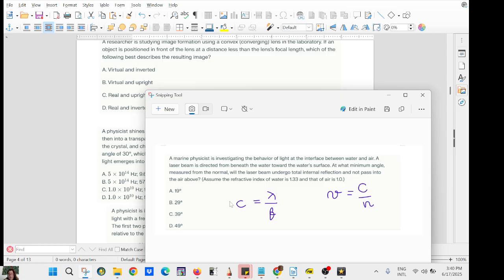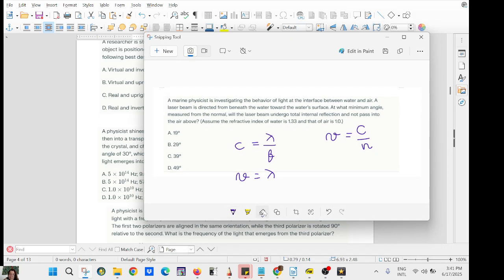Okay, so the speed is the wavelength. Sorry, I made a mistake here. The speed is the wavelength times the frequency. Okay, so the speed of light or any wave is the wavelength divided by the period, which is the wavelength times the frequency. So anyway, if the speed decreases by a given factor, if it's divided by n, it's the wavelength that will decrease.